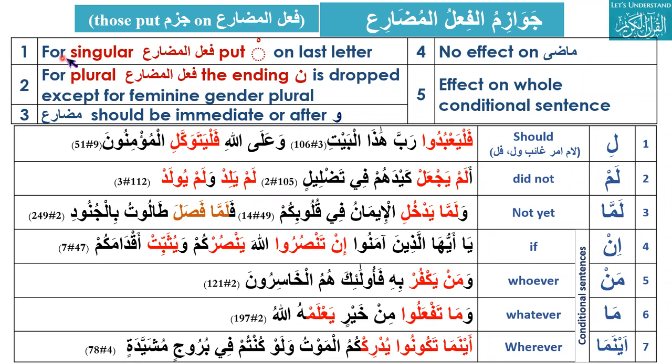For singular fi'l al-mudari, they put sukoon on the last letter. For plural fi'l al-mudari, the noon is dropped for everything except the feminine. For example, yaf'aluna, taf'aluna, these are plural. Then dual: yaf'alani, taf'alani, and then one feminine, taf'alina. They drop the noon. Like plural naf'alu, they make it naf'al.